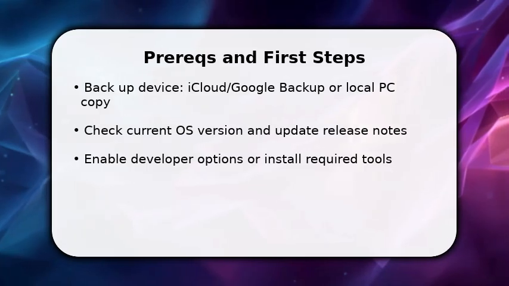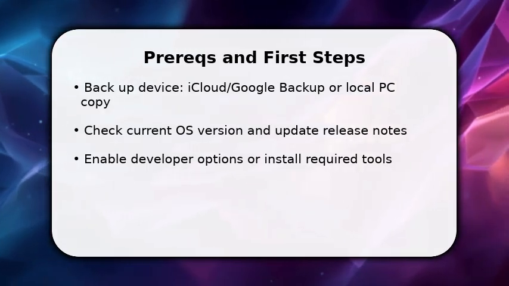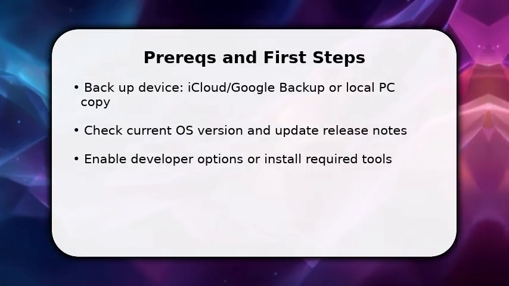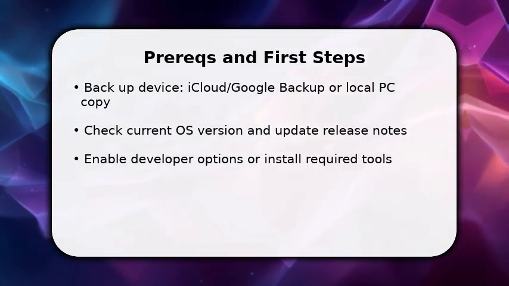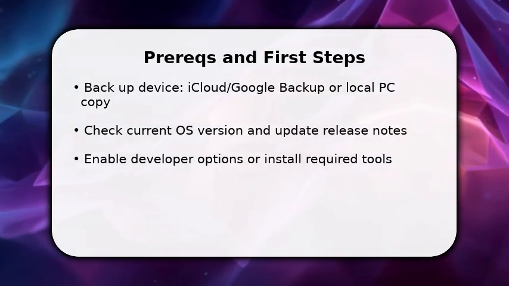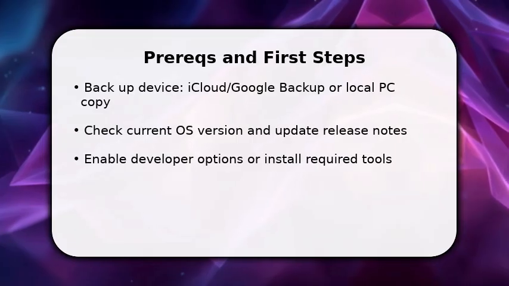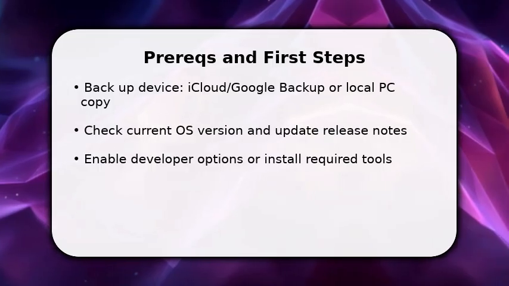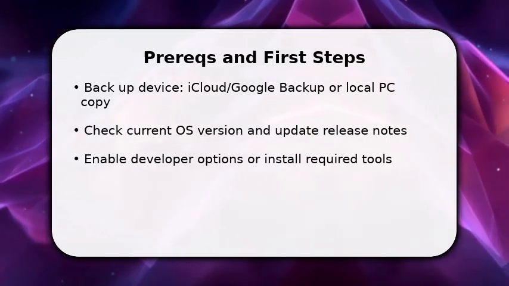You start by confirming prerequisites. Back up your phone now and make sure you have sufficient battery or a charger plugged in. Once done, check the exact OS version and read the update notes so you know what to remove. Next, enable developer options or install the specific rollback tool required for your device. This gives you access to the controls needed.